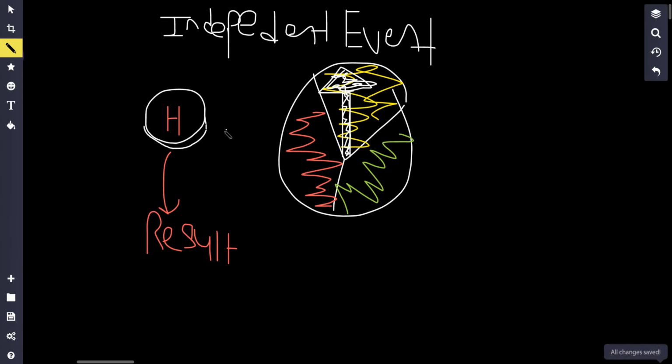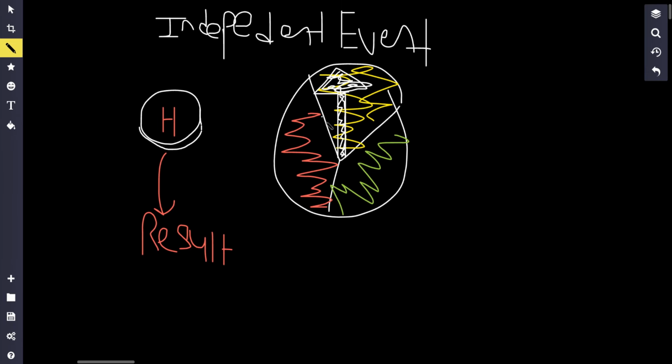Let's say we have these two events right over here. The first event is me flipping a coin. All right, so it's heads or tails. And then the second event is me having this spinner, right? I spin this spinner around and it's going to land on some sort of color.